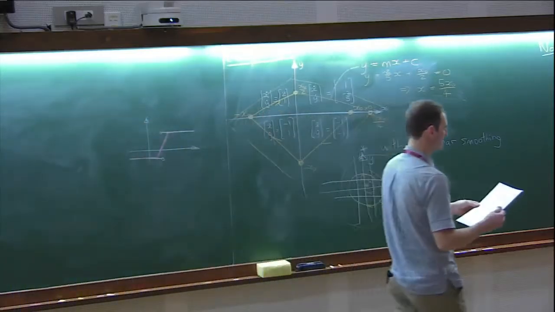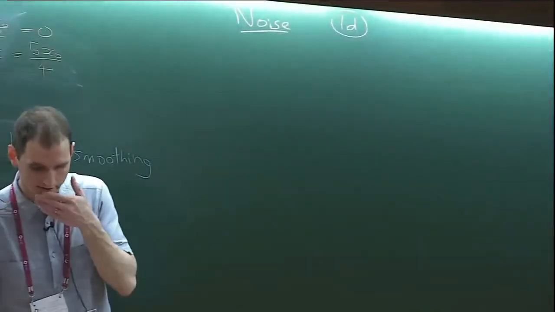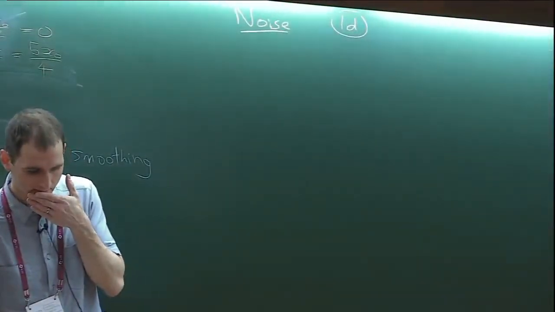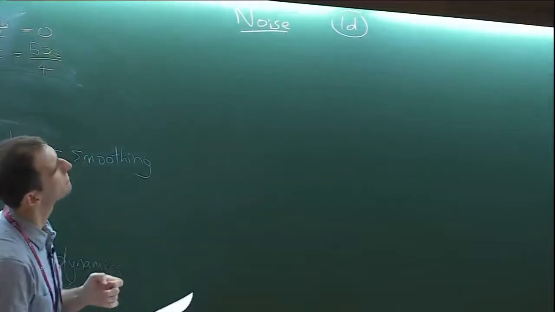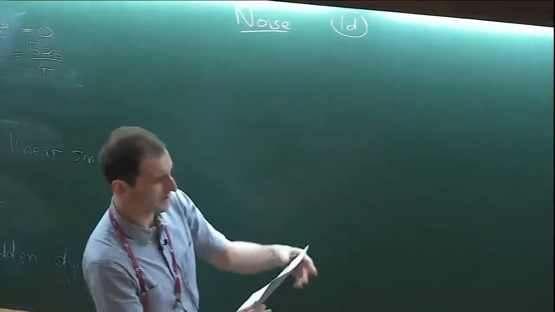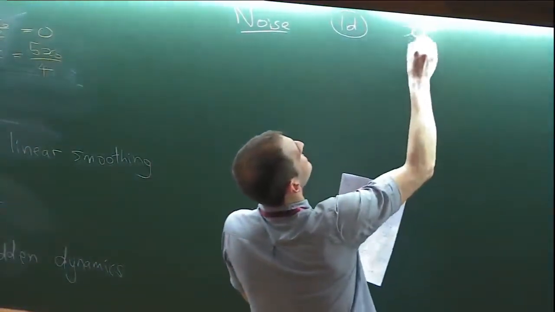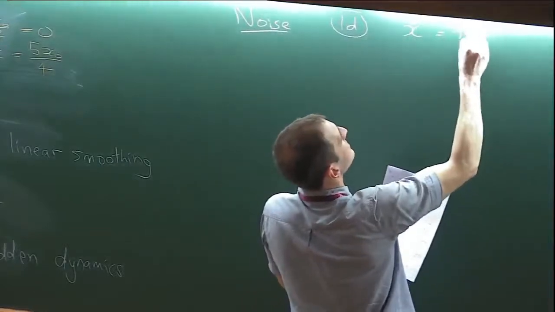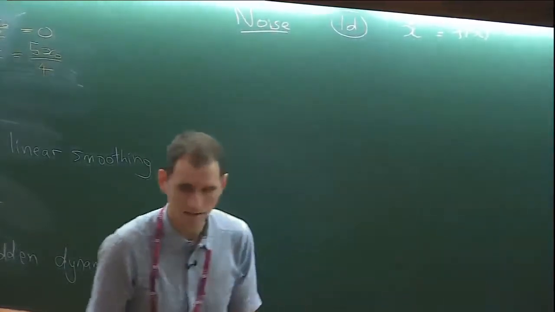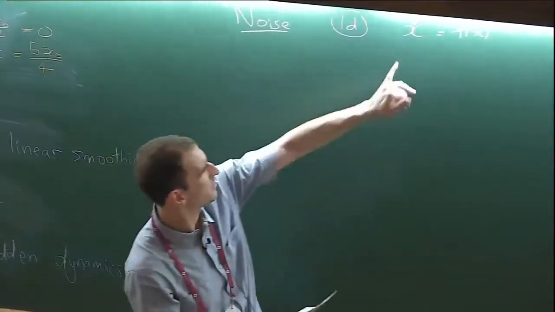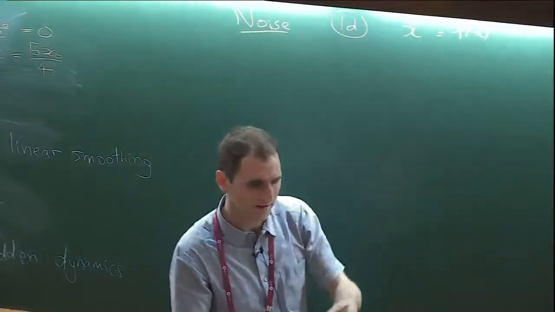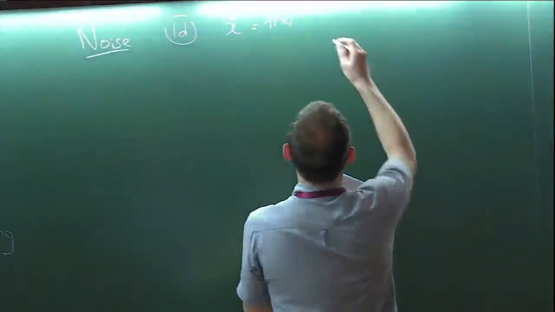Okay, so let's move on to adding noise to the system. I just want to start in one dimension. I'll just make some general comments first of all. So suppose we have some one-dimensional ODE and we add noise.